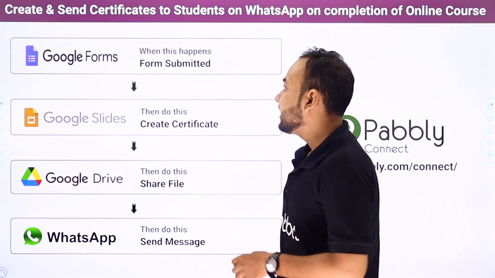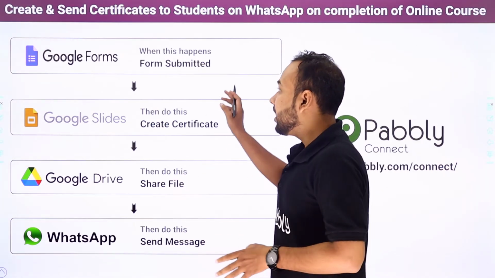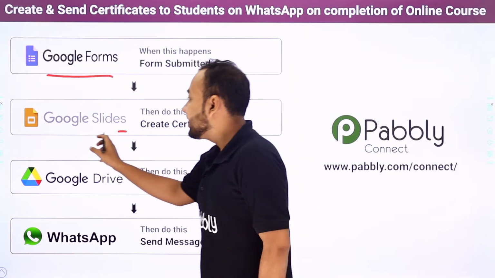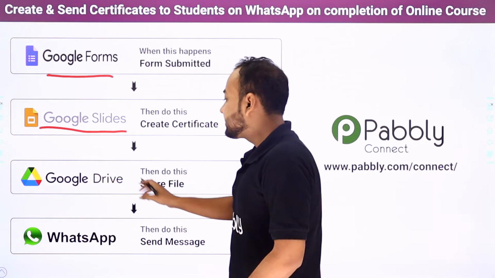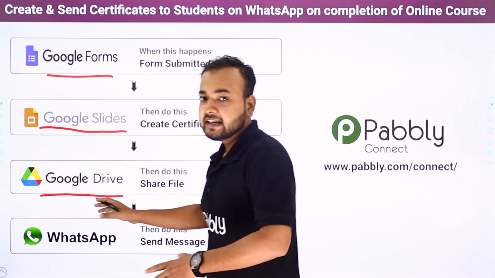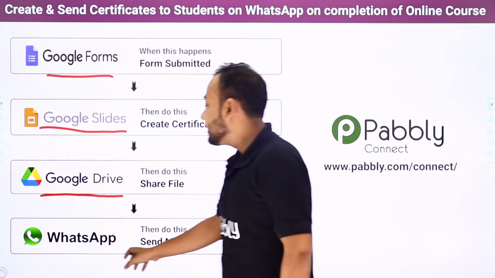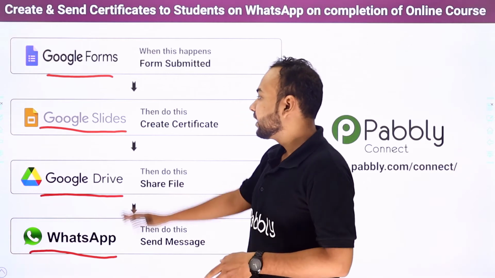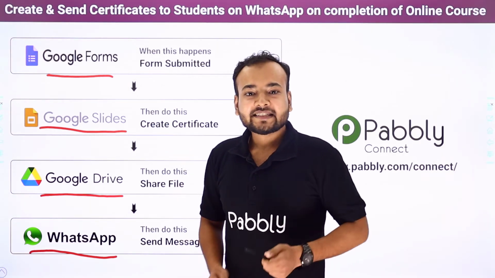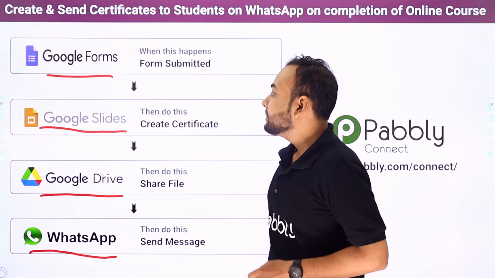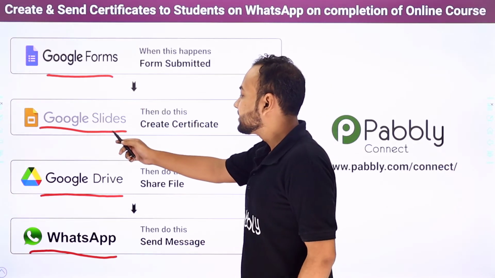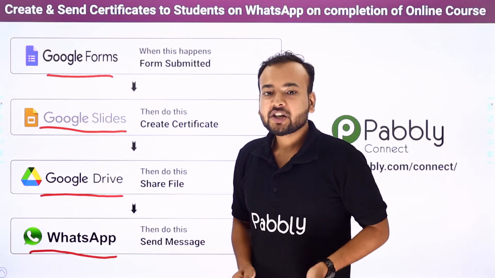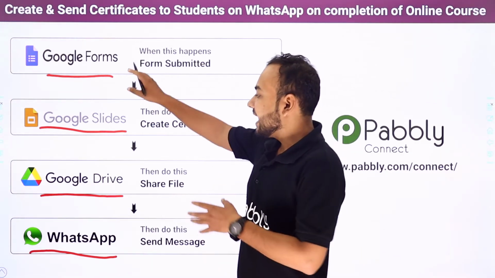What if I tell you that as and when your student submits a form on Google Forms, a certificate of completion gets automatically created on Google Slides, gets saved here on Google Drive automatically, and a message to the student gets delivered automatically on WhatsApp with the link of the certificate that you have created in Google Slides. Yes, this can happen, and this can be done by connecting Google Forms with Google Slides, Google Drive and WhatsApp. But the issue is there is no direct connection or integration present between these applications.